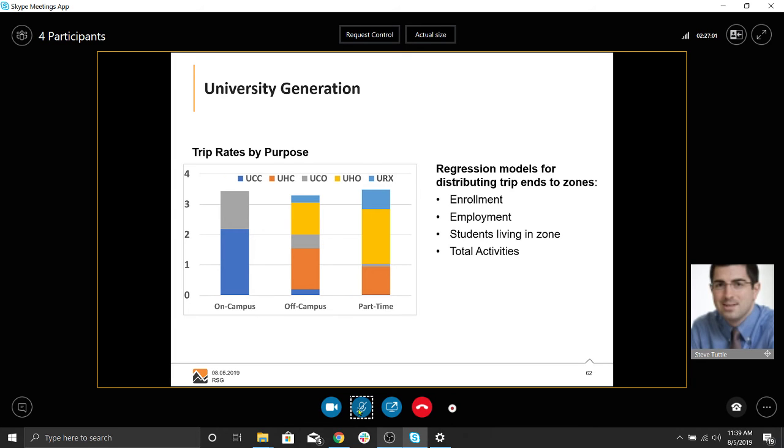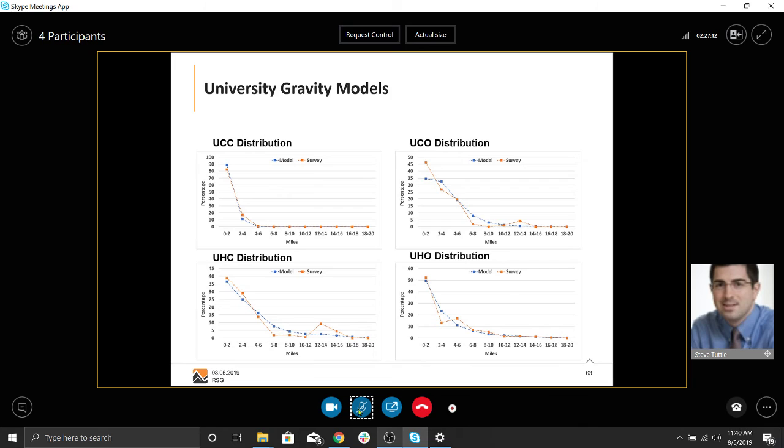But we're also allocating the trips to the zones, so it's somewhat disconnected. So this is showing the gravity models.